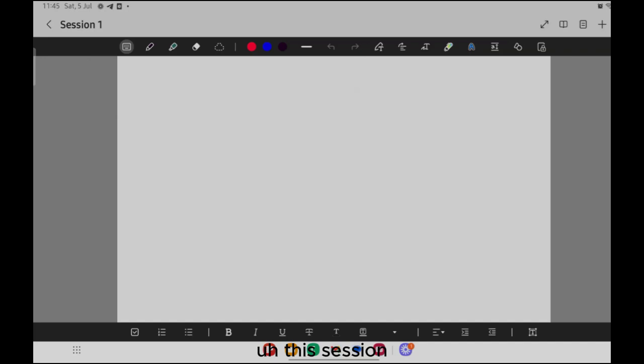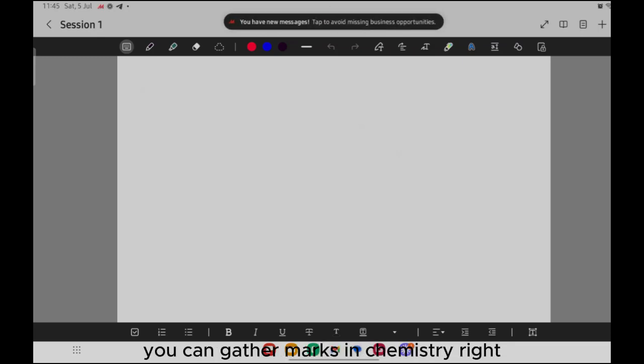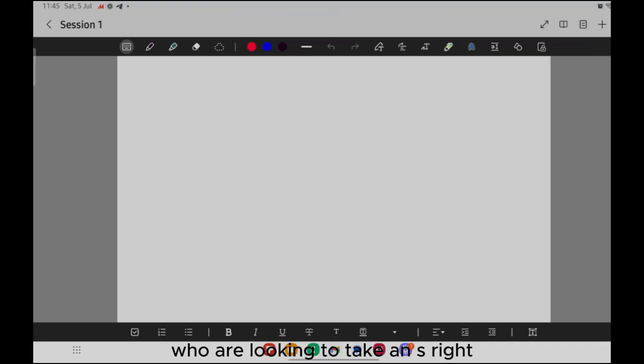So, this session I am mainly focusing on the 2025 GC Advanced Level students who are going to take the exam in the coming few months. Many of the students are struggling with chemistry. Chemistry is a very hard subject to fail because you can score marks, you can gather marks in chemistry, right? So, this is mainly for the students who are looking to take an S. They can go for a B, even they can go for an A. They have 4 months left. This will be a series of sessions, I hope.